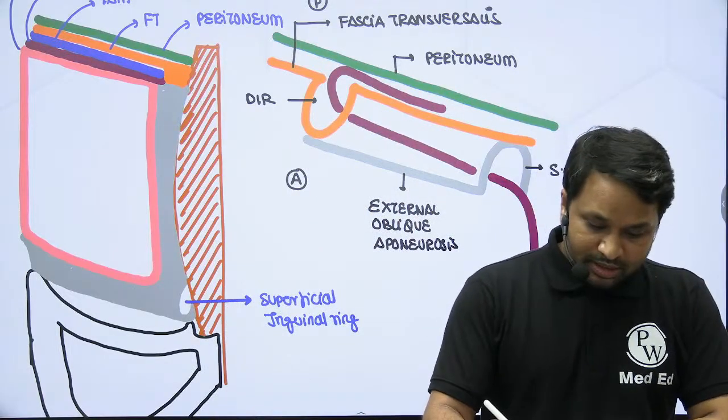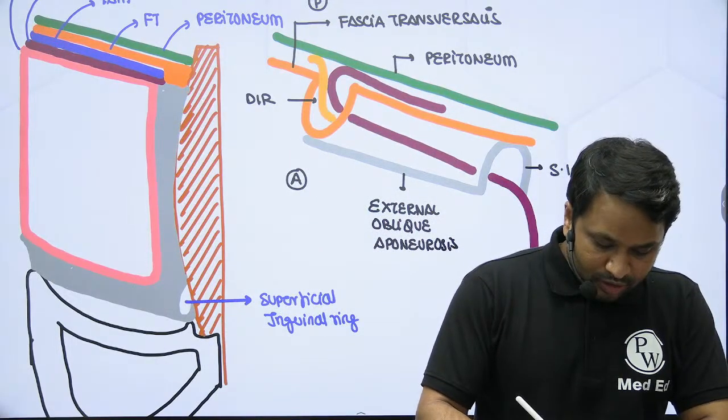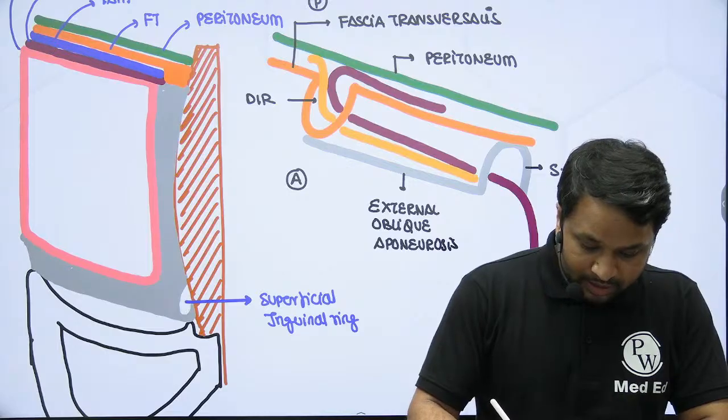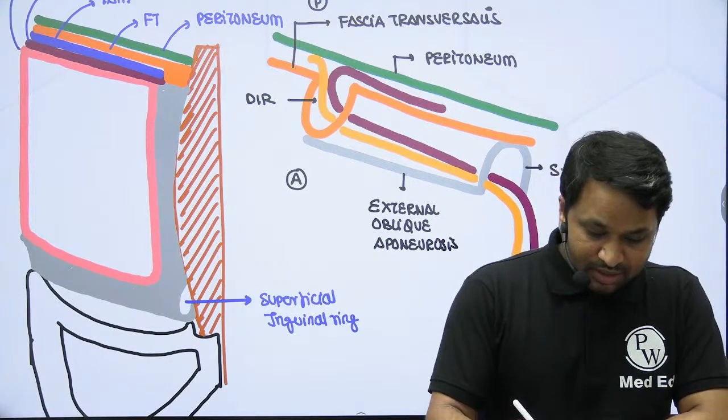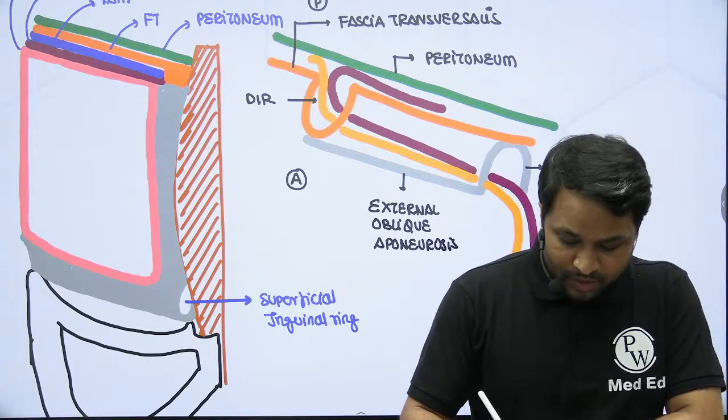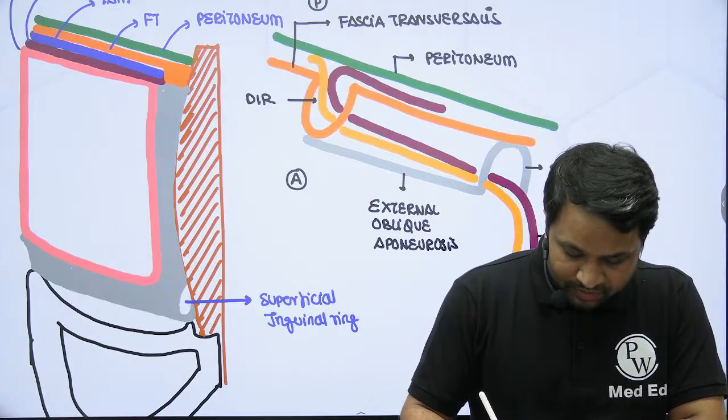Along with this, you will see there's another nerve present. The nerve that is going to travel in the inguinal canal along with the vas deferens is going to be your ilioinguinal nerve. So two structures. This is going to be the vas deferens.